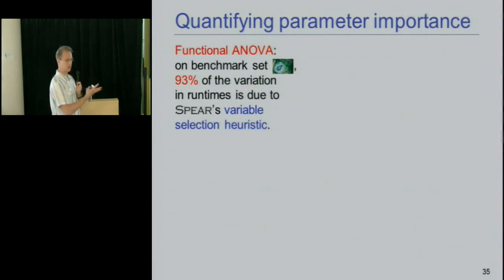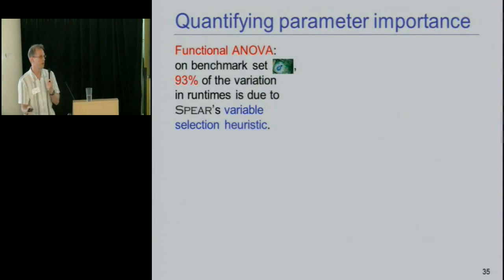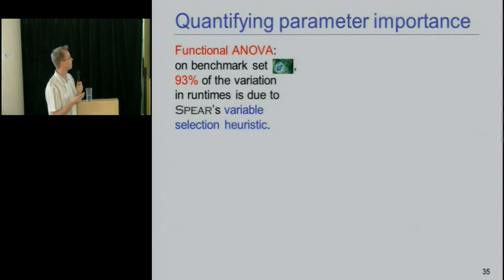And importantly, for this SPARE algorithm on IBM, 93% of this variance was actually due to one single parameter, which in this case was the variable selection heuristic. And people know that the variable selection heuristic in SAT solvers is really important.